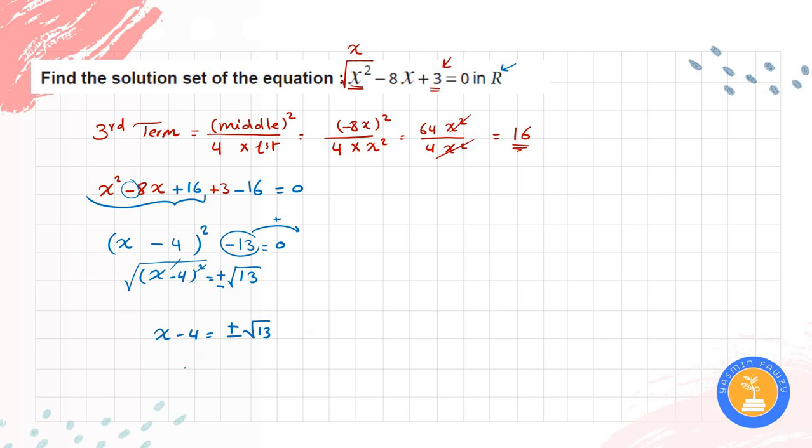Now, do I have x by itself in one term, or do I still have something beside x? Yes, I have negative 4 beside it, so let's move it to the other side as positive. So x equals positive or negative square root of 13 plus 4. So now I can write the solution set. The solution set equals square root of 13 plus 4, or negative square root of 13 plus 4.